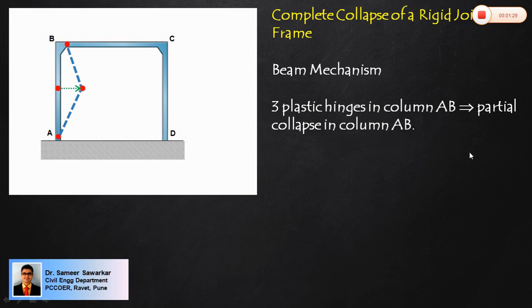The next example again shows a beam mechanism, where because of lateral load a plastic hinge is formed in the column, another plastic hinge is formed in the column, and the third plastic hinge, again deliberately not shown to be formed in the column, is shown to be formed in the beam. Because of these three plastic hinges, the column is likely to collapse. So this is again a partial collapse. Though it is taking place in the column, we don't quite call it a column mechanism, we call it a beam mechanism because it is a similar kind of collapse as we discussed earlier.